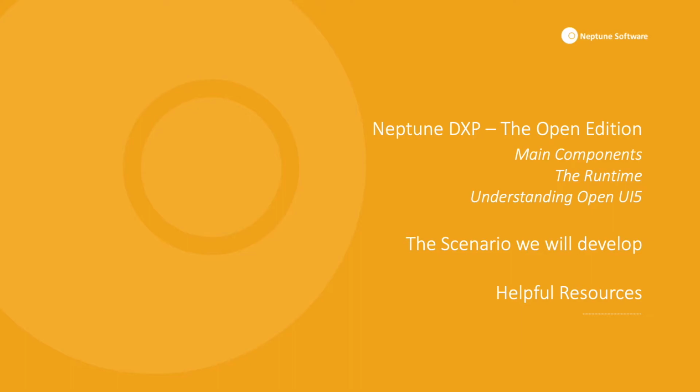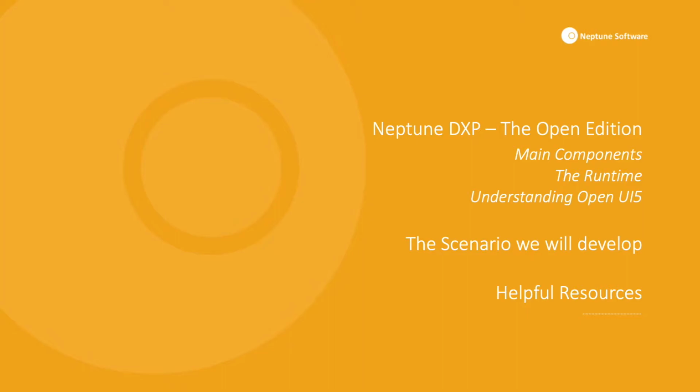The agenda for this introductory video looks like this. First, we'll have an overview of the Neptune DXP, focusing on the Open Edition. We'll have an overview of the main components of the platform, which will be utilized throughout the course. And after this, we'll understand the runtime of the Open Edition, before we then move on to look at OpenUI5, which is the JavaScript application framework being utilized by the platform.